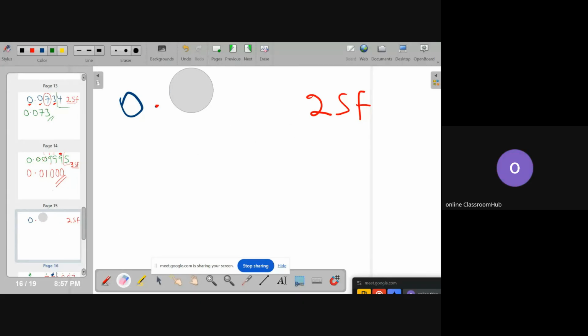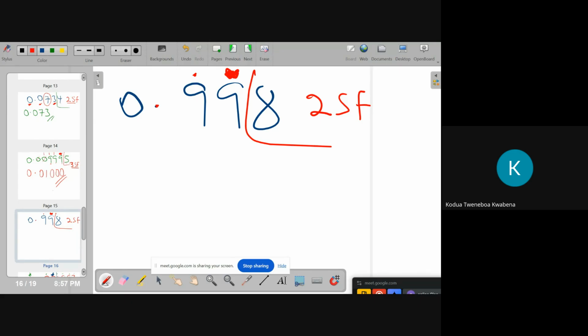So let's go back to your question. 0.998, 2 SF. Our first SF is this 9. Our second SF is this 9. So that's the bar stop. It means you are going to throw these ones away. But before you throw it away, you ask yourself, is it 5 or more? If it is 5 or more, you make it 1 and you add it to the bar stop. So this is 8, which is more than 5. So let's make it 1 and add to the bar stop.